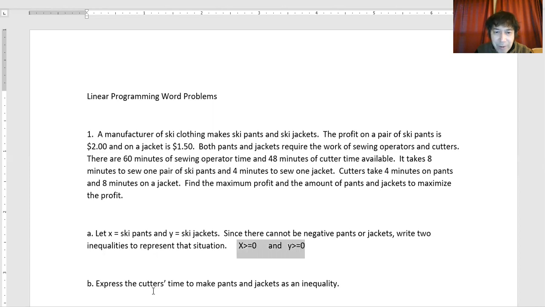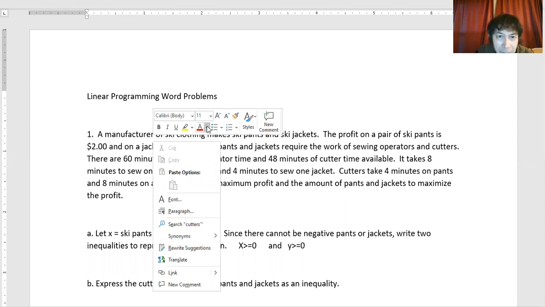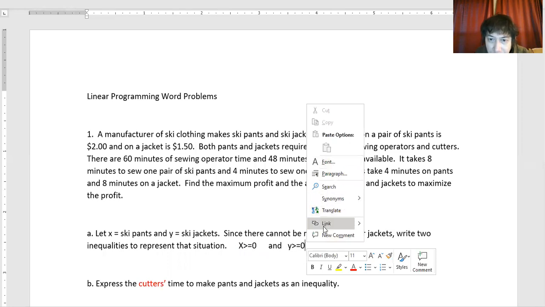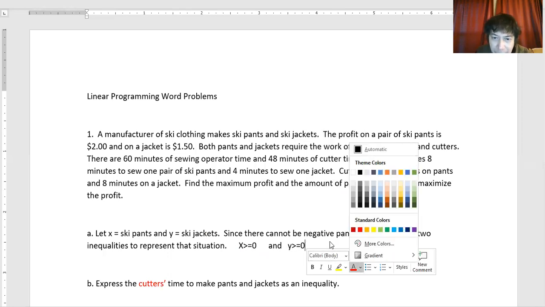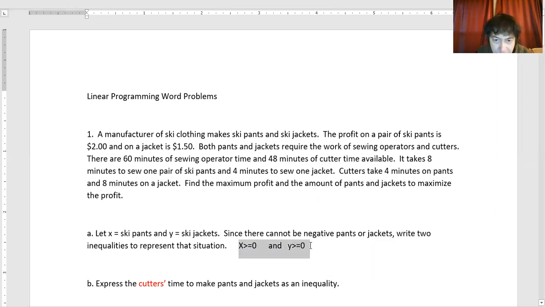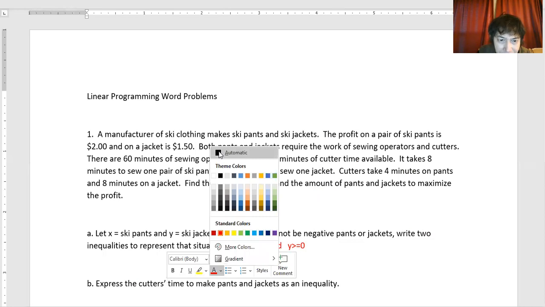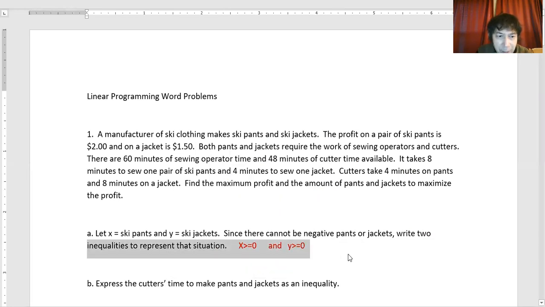That should be for our answers. And why don't we change the color for this? Let me see if I could change the color. Let's have this red. There. And let this be black again. So that goes to the letter A. Let's have the letter B.